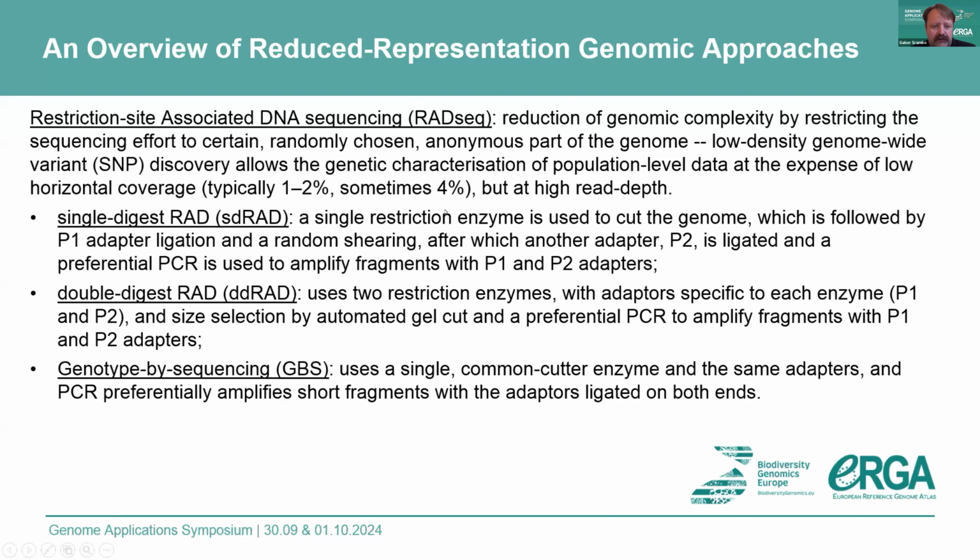There is the double digest RAD, which is very popular because you don't have to shear your DNA. You don't need to use the sonicator. And then there's genotype by sequencing. It was developed as a separate technique, but now it's considered clearly within the family of RADseq, when you simply put the same adapters to the chopped up genome and use the PCR to amplify those short fragments which are with the two adapters.